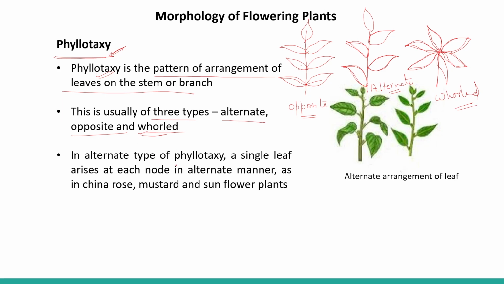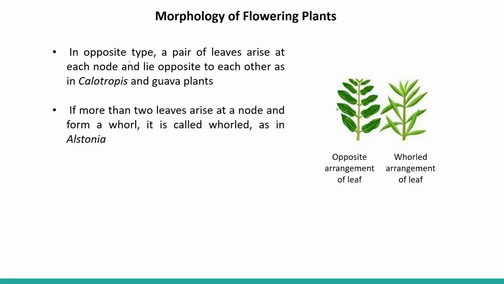In the alternate type of phylotaxy, a single leaf arises at each node in an alternate manner, as in China rose, mustard, and sunflower. So you must remember the examples. There are two alternate arrangements of the leaves given in this diagram, same as I have drawn here. In the opposite type, a pair of leaves arises at each node and lies opposite to each other, as in calotropis and guava plant.